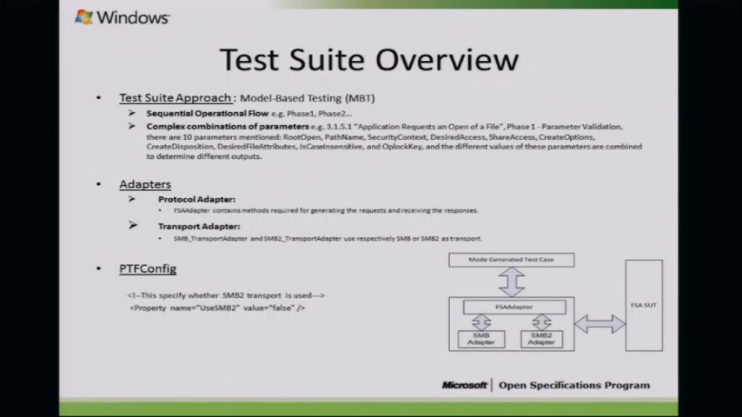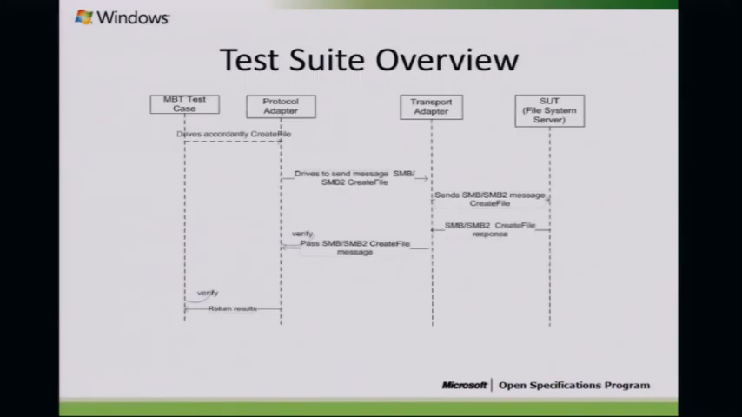So I'll move forward to the sequence diagram, like what happens in our test suite. If we take an example of create file, the model will generate a test case for us. When we run this create file example, it will invoke the adapter and send the abstract parameters to the adapter layer. In the protocol adapter layer, we'll convert those abstract parameters to the real parameters that we want to send over the wire.